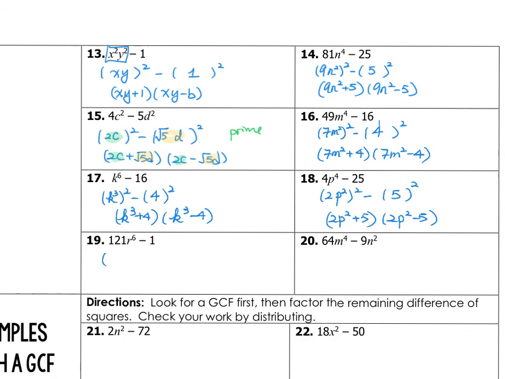Bigger numbers don't make it harder. It's still the same thing. So 121, if I take a square root, is 11. R raised to the power 6, if I take a square root, think about it, there's an invisible 2 here. 6 divided by 2, that's how I came up with r cubed. And 1, however you square it, is still 1. So now my a plus b times my a minus b.